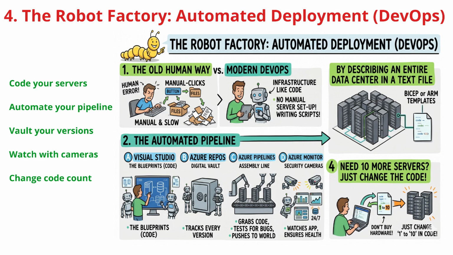Then Azure Pipelines, our incredible assembly line, automatically grabs the code, tests it for bugs, and pushes it out to the world. Finally, Azure Monitor acts as our 24/7 security cameras, watching the app to make sure it's healthy and fast. This is so powerful that an engineer can describe an entire data center in a single text file. If they need 10 more servers, they don't buy hardware. They just change a 1 to a 10 in the code. Welcome to the automated future.